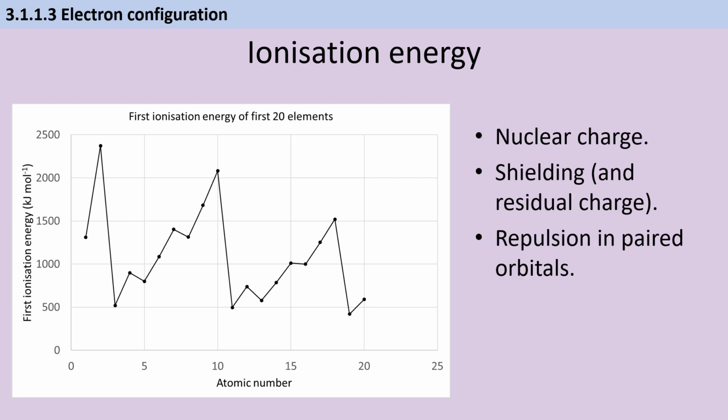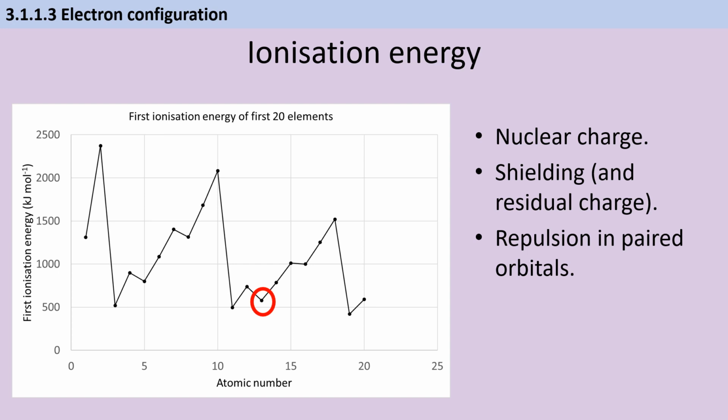You need to be able to explain why we see variation in first ionisation energy across the periodic table. So the first thing is that there's a general trend that as you move from left to right, we see an increase in first ionisation energy. And the reason for that is the increased nuclear charge. As we go left to right, each element gains 1 more proton, and therefore there's a stronger electrostatic force of attraction between the nucleus and the outer shell electrons, and that means it takes more energy in order to remove that outer shell electron.